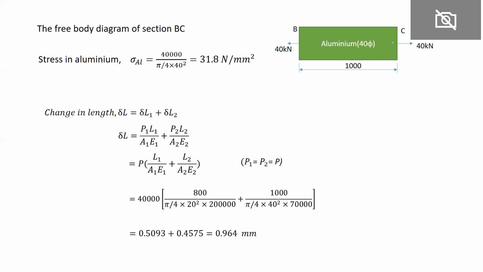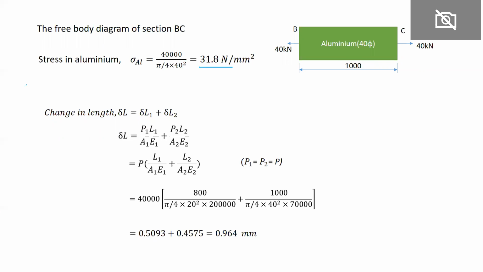So that is acting in the opposite direction of the force acting on one end. Left hand side, opposite of the left hand side, that is right hand side in the opposite direction. Its length is 1000 mm, diameter is 40 mm. So you substitute here. Stress in the aluminium bar, sigma aluminium, is equal to 4000 upon pi by 4 into d square, d is equal to 40 mm. So you will get 31.8 Newton per mm square.